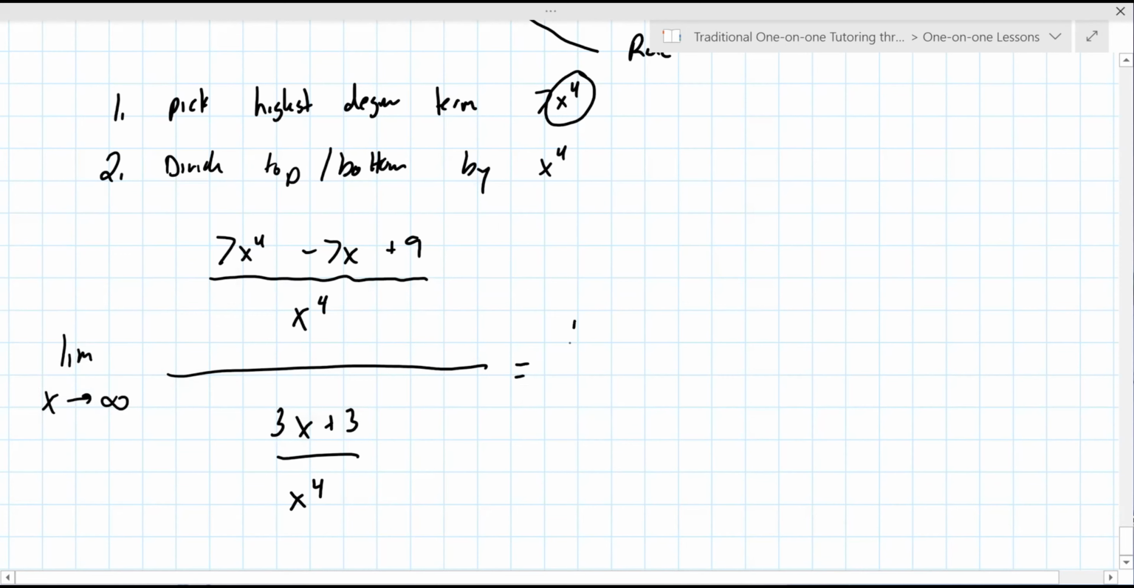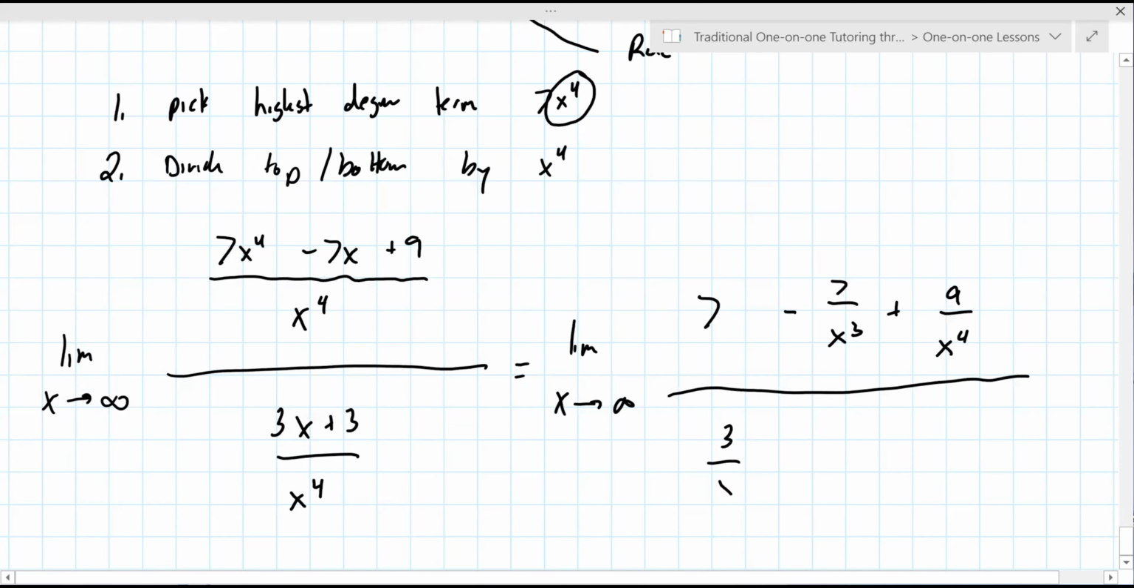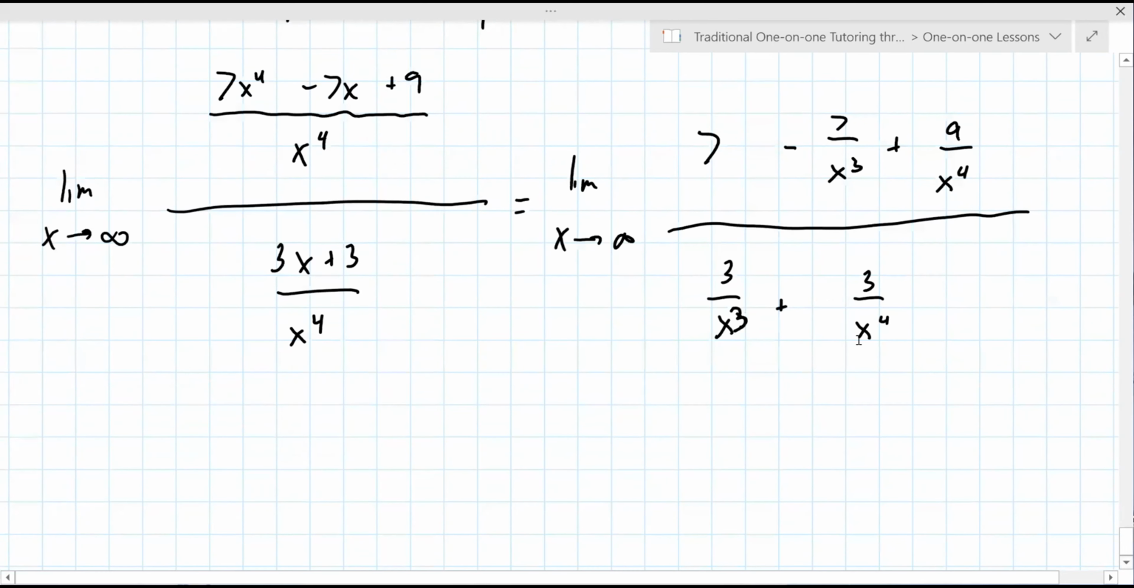So this is the limit as x approaches infinity of (7 minus 7 over x cubed plus 9 over x to the fourth) over (3 over x cubed plus 3 over x to the fourth). I divided each term on top and bottom by x to the fourth. Is that clear? Yeah. So there's this rule: the limit as x approaches plus or minus infinity of 1 over x to the p, where p is greater than or equal to 1, always goes to 0.